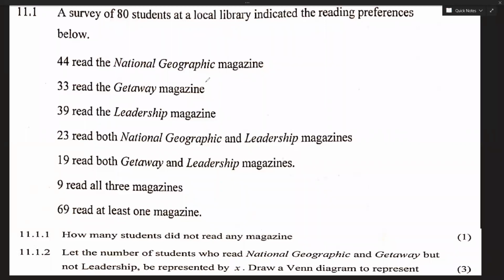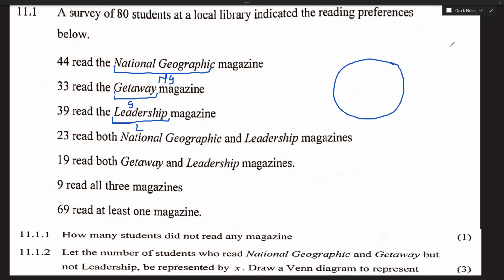The number of circles is equivalent to the number of things in a certain category that are being compared. For example, here, I see National Geographic, which is NG. I see Getaway, which is G. I see Leadership, which is L. And then these are just repeat. So I'm going to have 3 circles. So I'm going to draw my 3 circles.